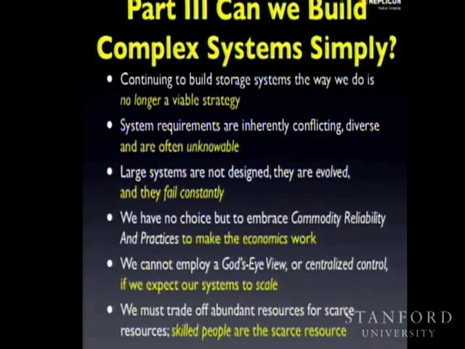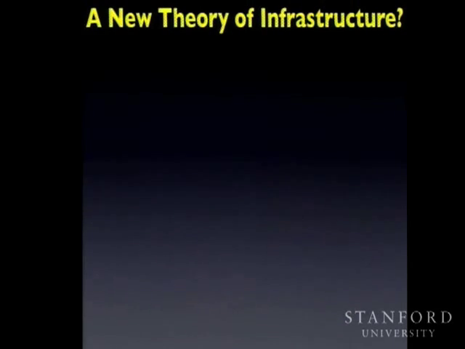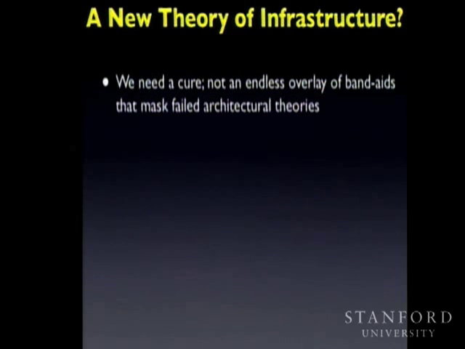And the point I made earlier on is the most important one of all. We must trade off abundant resources in these new designs for the scarce resources. And skilled people are the scarce resource. That's the point that we started with. That is the motivation. So what would a new theory of infrastructure look like?